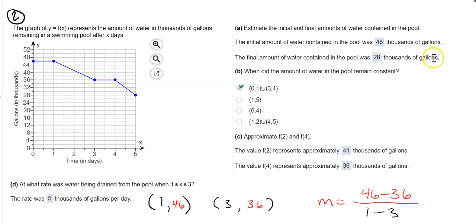And what is the amount at the end? This is at the end of the 5-day period. So I'm looking at this dot, and the Y value is 28. We don't have to put 28 thousand because it tells us. When does the amount become constant? So I'm looking at a flat line here. All right, so I have 2 different flat lines. I have it from the X value of 0 to 1. And I have it from 3 to 4.